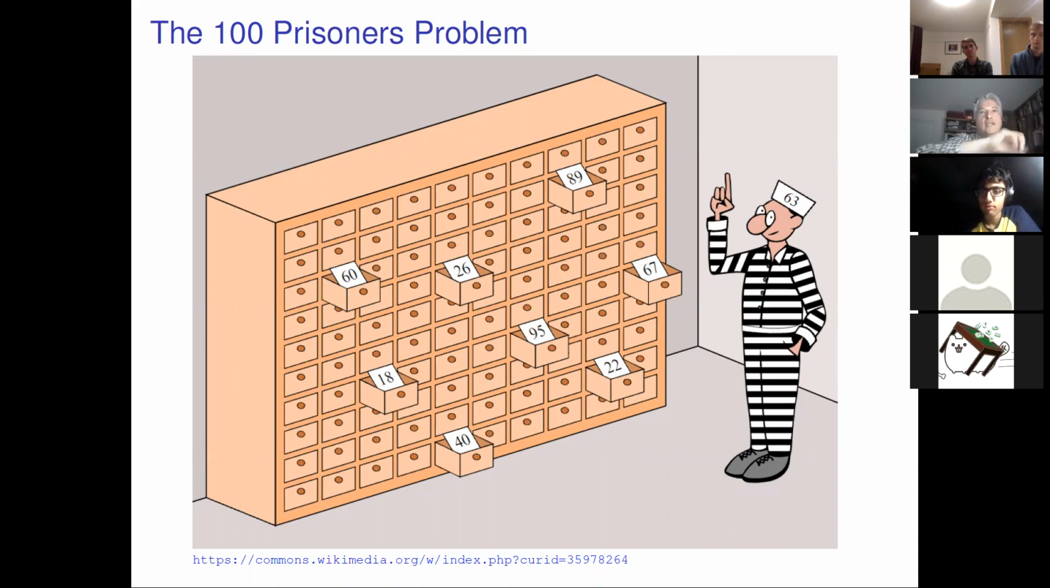And then they close them and he leaves. Then prisoner 2 comes and does the same, and so on. The 100 prisoners have the chance to open 50 drawers. But again, it's in sequence, no? And they cannot communicate with each other.